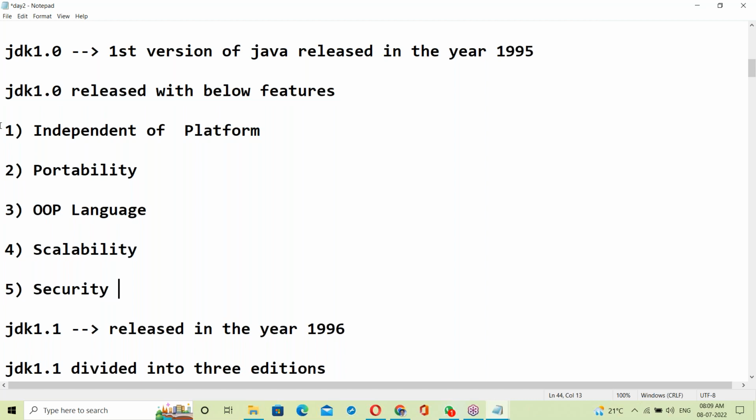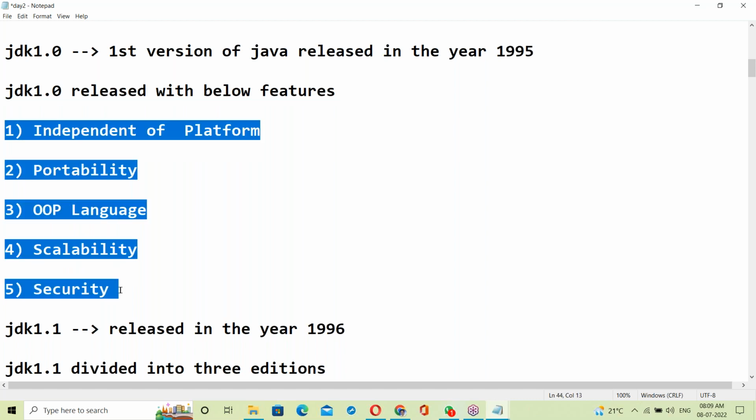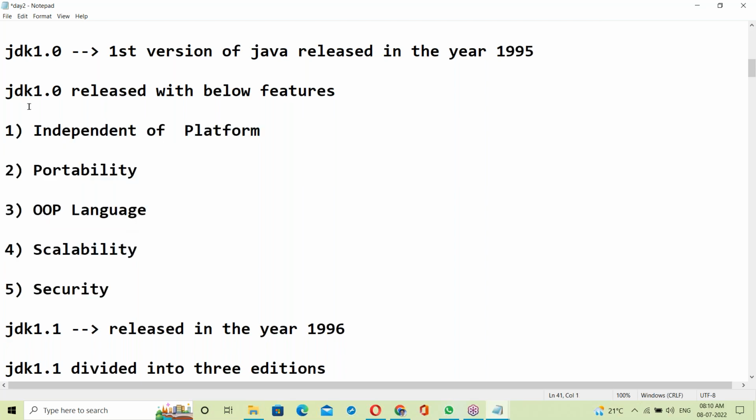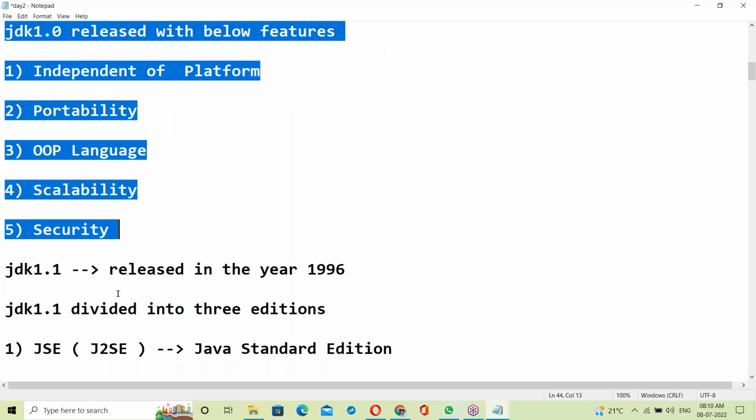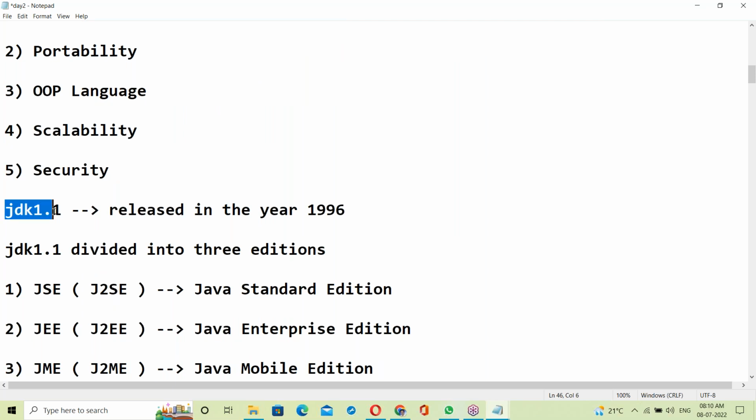Today's topic: today we'll be discussing Java features, all the Java features. So today's topic is about Java features. Okay, fine. Next, JDK 1.1.